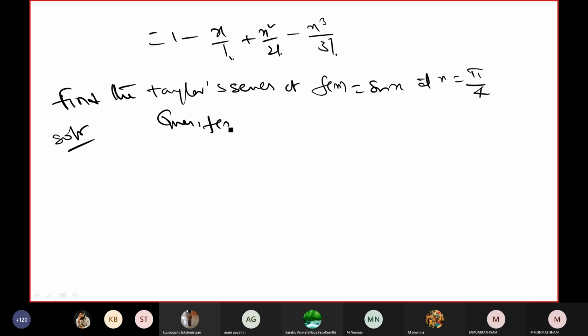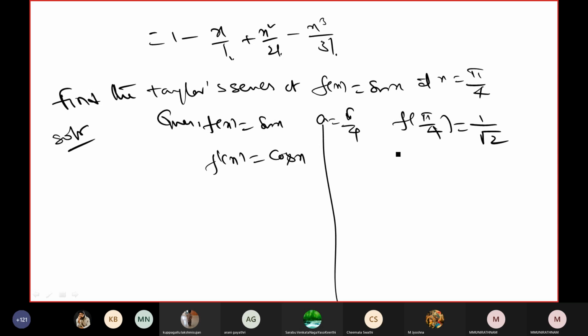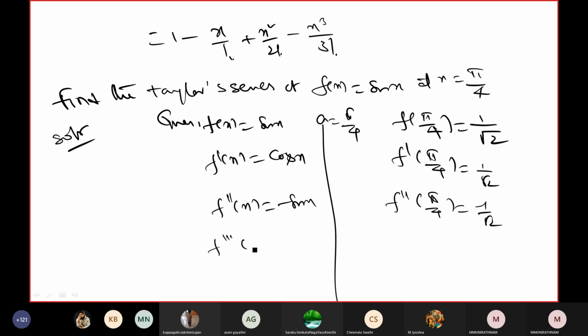Given f of x equal to sin x, a equal to pi by 4. f of a equal to sin pi by 4. f dash of x, the derivative of sin x, is cos x, so f dash of pi by 4. f double dash of x. f triple dash of x. f fourth dash of x is minus of minus plus sin x.